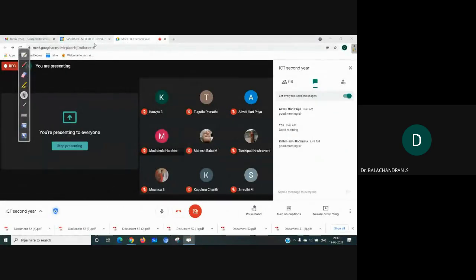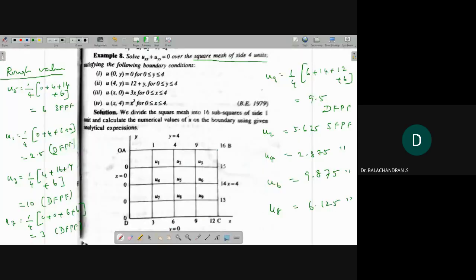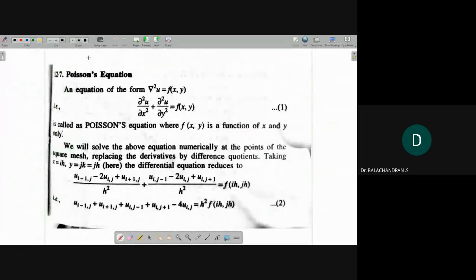Okay, so I'll start the next topic. At least I will explain the Poisson equation. The Poisson equation is del square u equal to f of x comma y. Del square u is what? Dou square u by dou x square plus dou square u by dou y square equal to f of x comma y. So this is a Poisson equation.